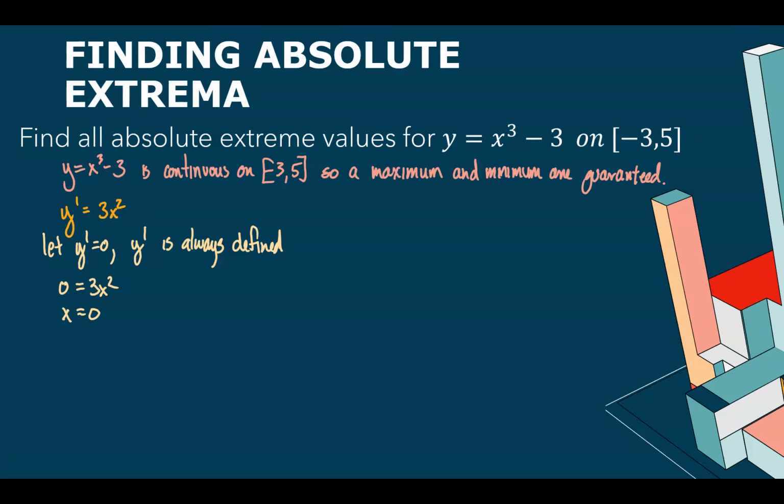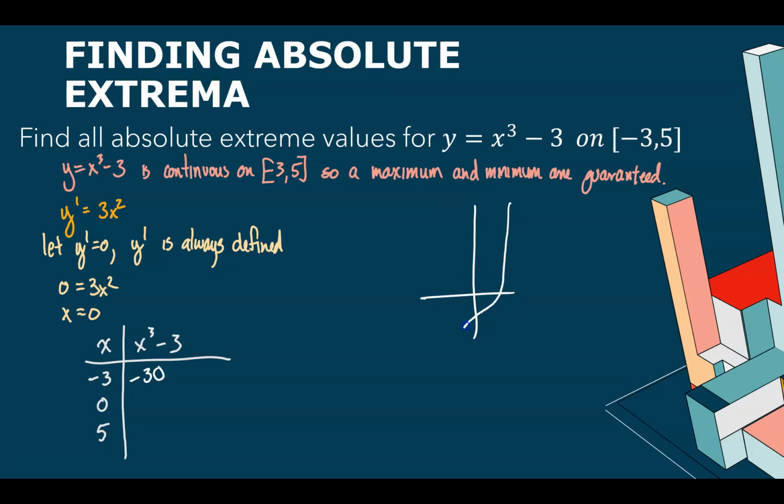From there, hopefully you remember, we are just going to make a table of values with those endpoints, -3 and 5, along with the critical value 0. And again, don't grab a calculator. You should be able to do these in your head. -3 cubed is -27, minus 3 is -30. And don't forget, we already kind of imagined this graph. You should be expecting to find the maximum at 5 and the minimum at -3. Okay. 0 cubed is 0, minus 3 is -3. 5 cubed is 125, minus 3 is 122.